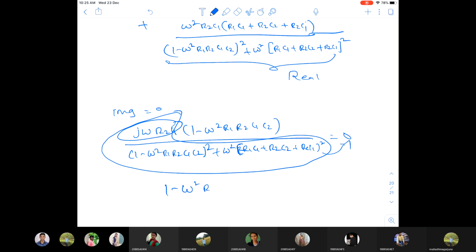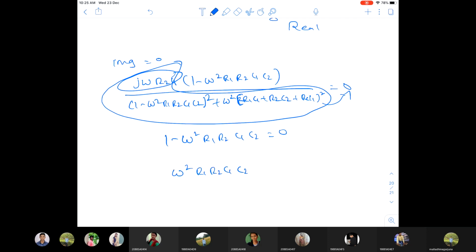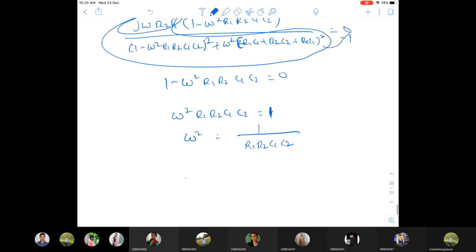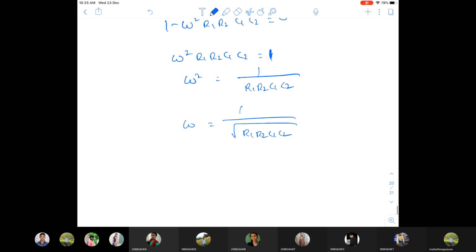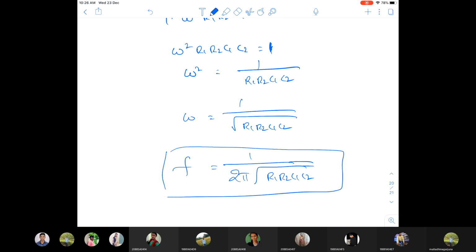So 1 minus omega square R1 R2 C1 C2 equal to 0. So omega square R1 R2 C1 C2 equal to 1. So omega square equal to 1 by R1 R2 C1 C2. Omega equal to 1 by root R1 R2 C1 C2. So finally, f equal to 1 by 2 pi root R1 R2 C1 C2. So this is the equation.